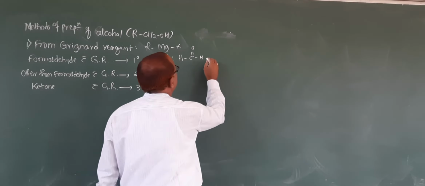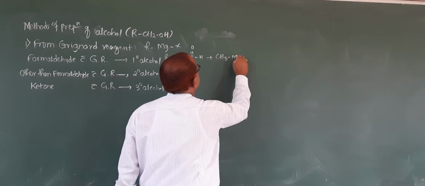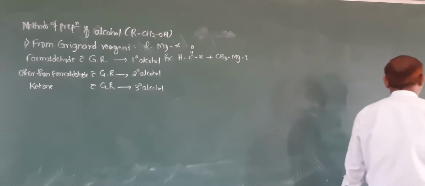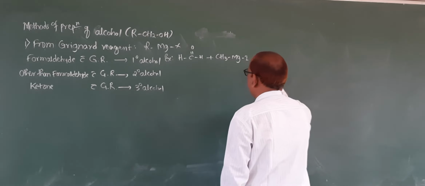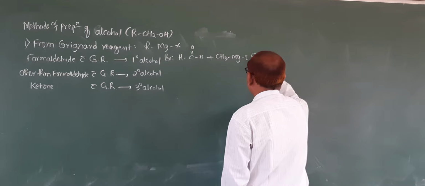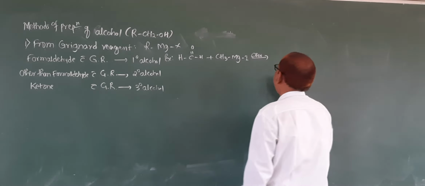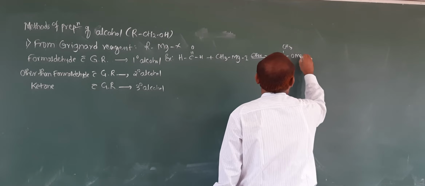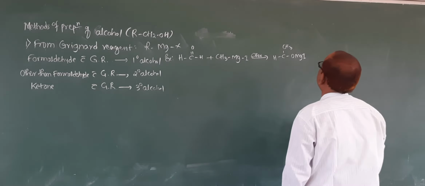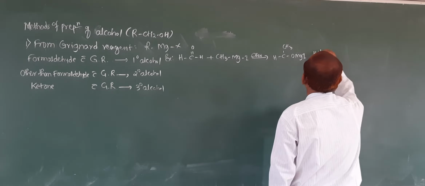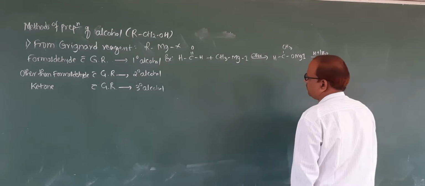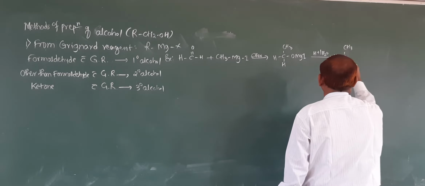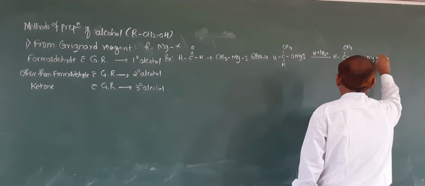HCHO is formaldehyde plus methyl magnesium iodide. I will take the simplest and the easiest compound we can make use without much more difficulties. When formaldehyde is made to react with the Grignard reagent, methyl magnesium iodide in ether medium, initially we are getting the addition compound. This addition compound on acid hydrolysis gives CH3CH2OH plus MgIOH.